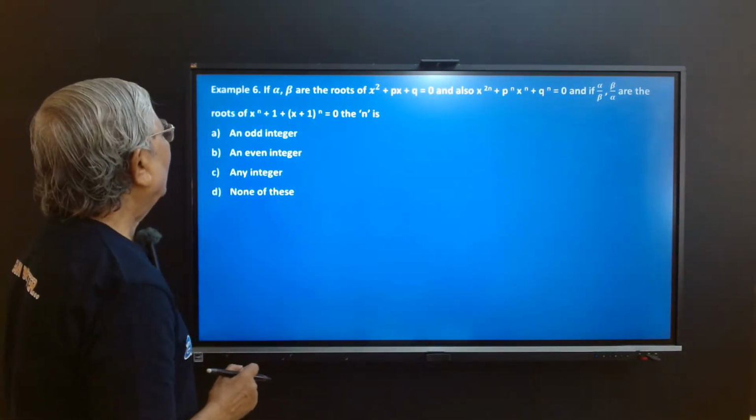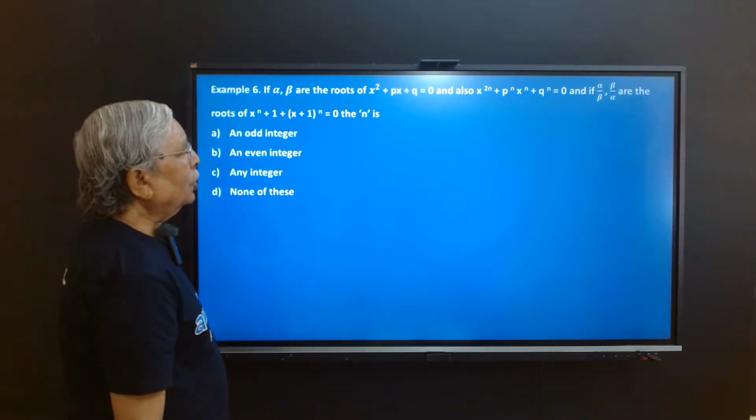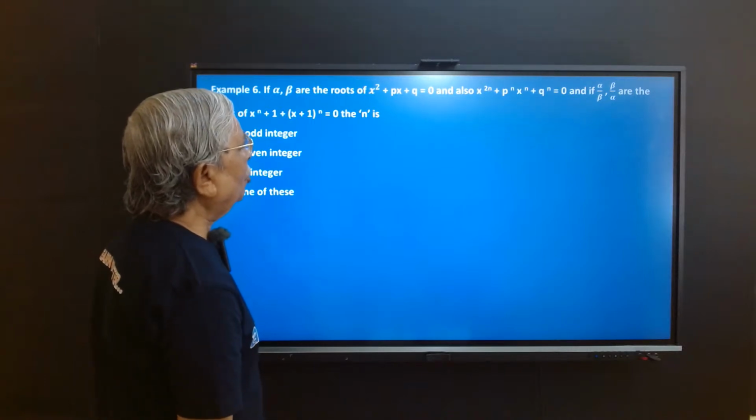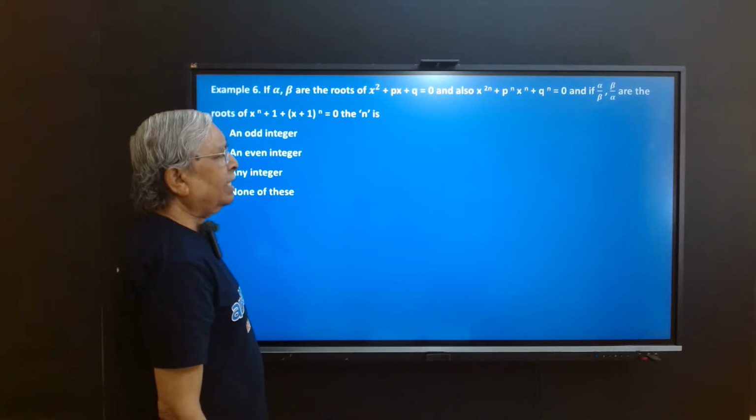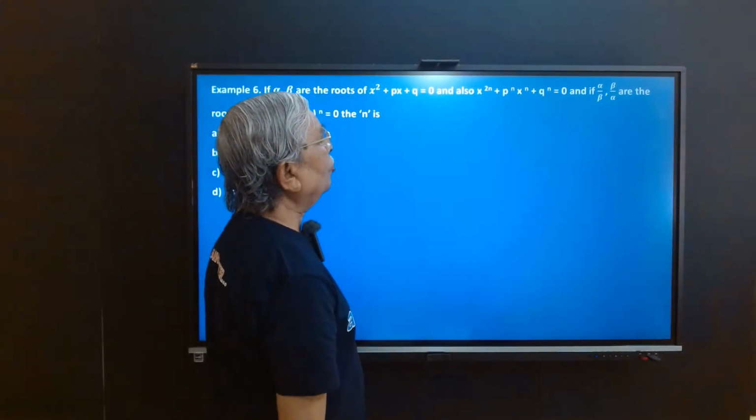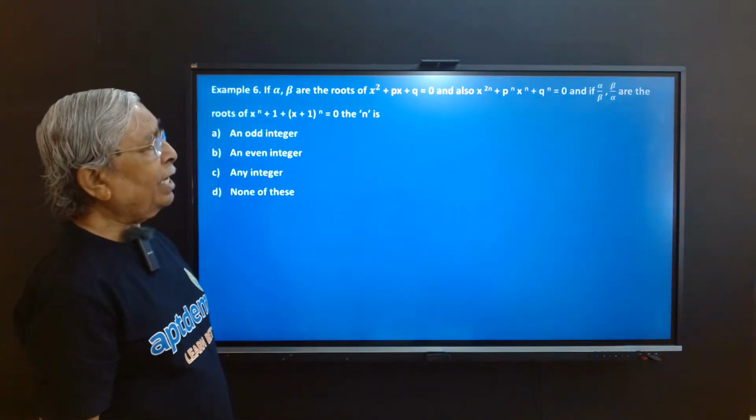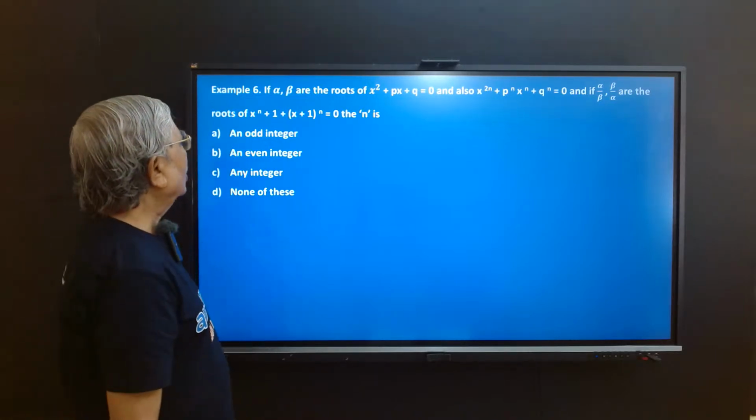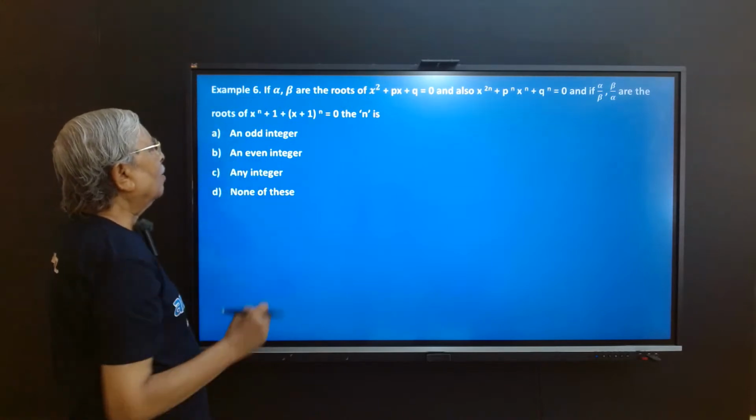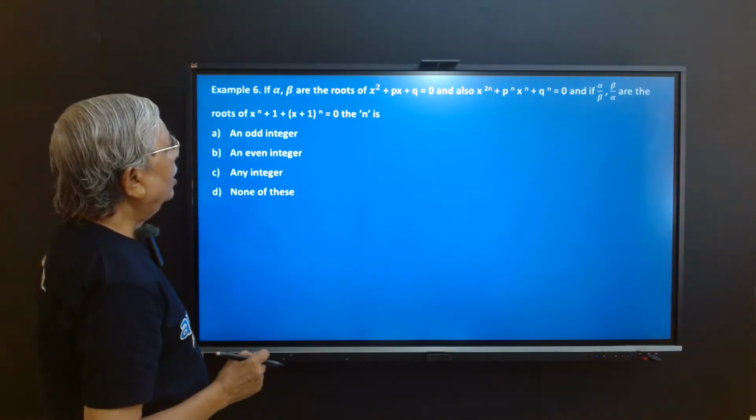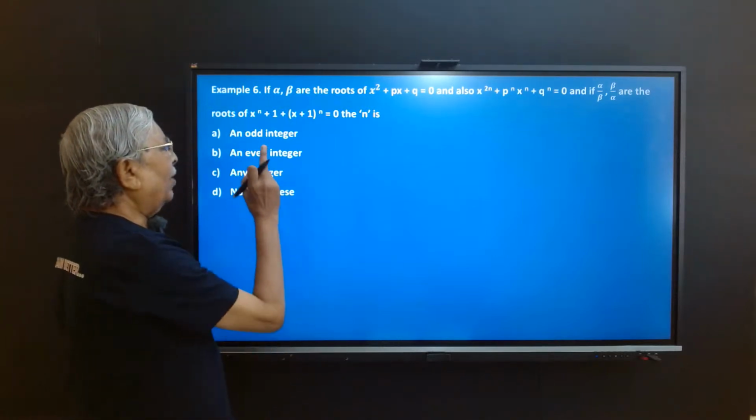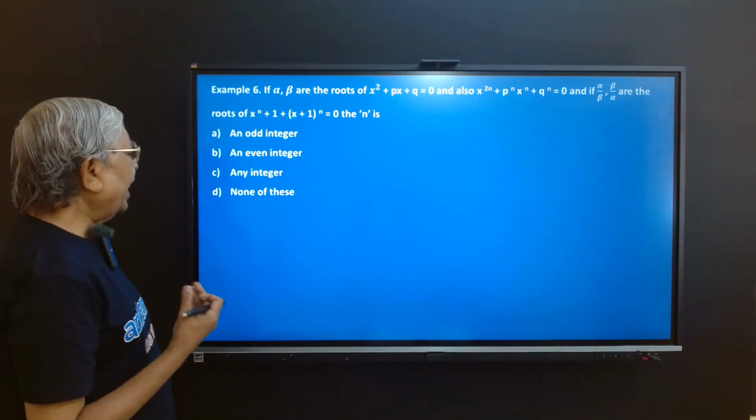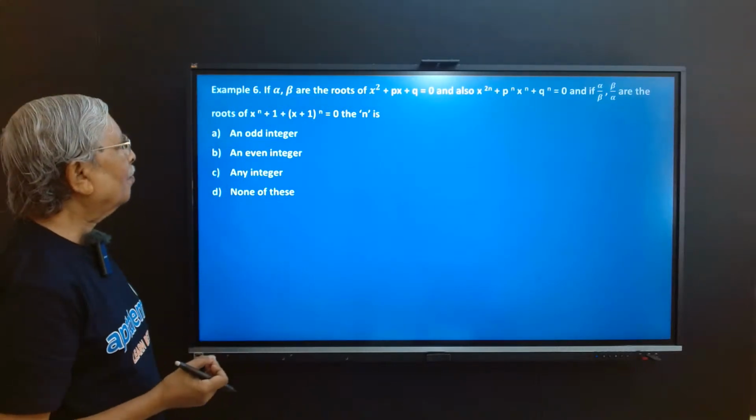Next example, if alpha, beta are the roots of the equation x squared plus px plus q equals to 0, and also x to the power twice n plus p to the power n into x to the power n plus q to the power n equals to 0, and if alpha by beta, beta by alpha are the roots of the equation x to the power n plus 1 plus x plus 1 whole to the power n equals to 0, then the value of n, we are given four options: maybe an odd integer, maybe an even integer, any integer, or none of these options.